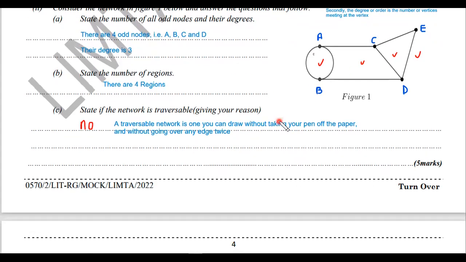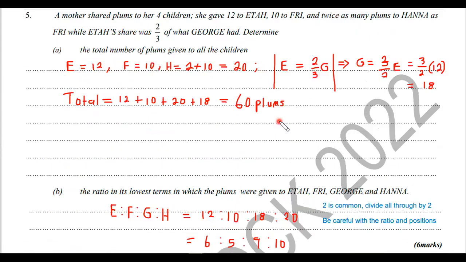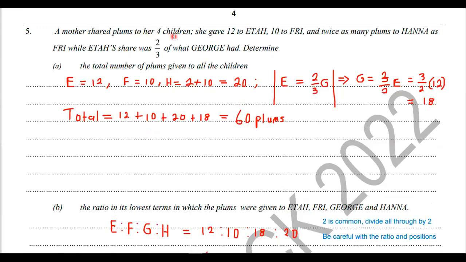That brings us to the next question. A mother shared plums to her 4 children. She gave 12 to Etta, 10 to Free, and twice as many plums to Hannah as Free, while Etta's share was 2/3 of what George had. Determine A, the number of plums given to all the children. So the number of plums should be equal to the number given to Etta plus Free plus Hannah plus George.